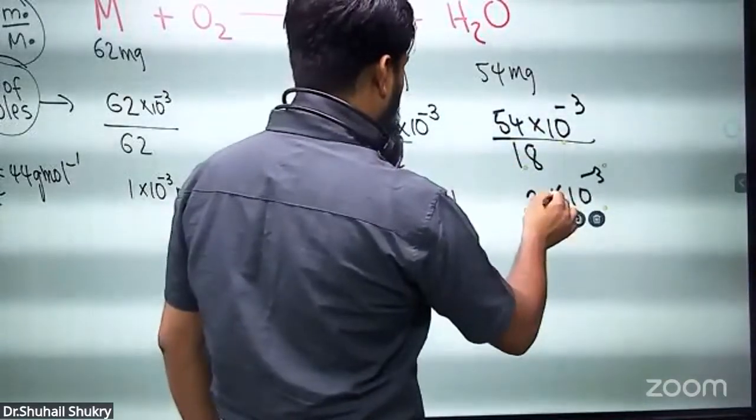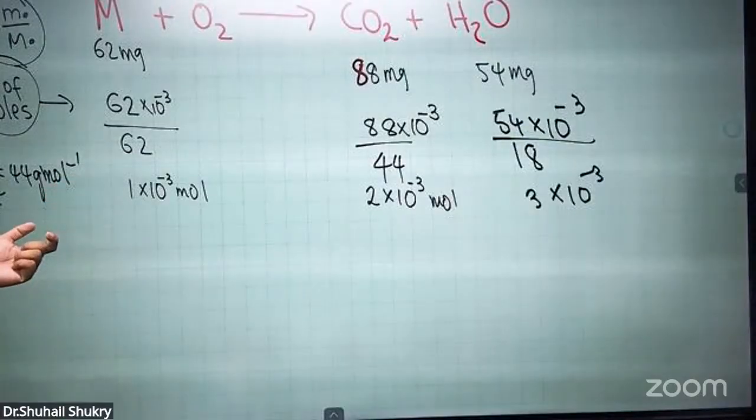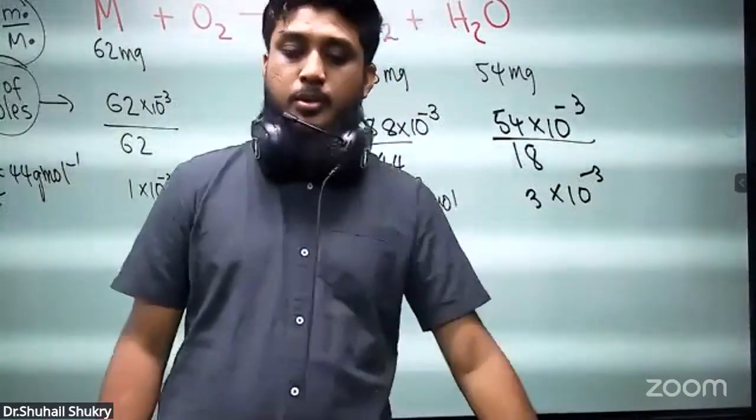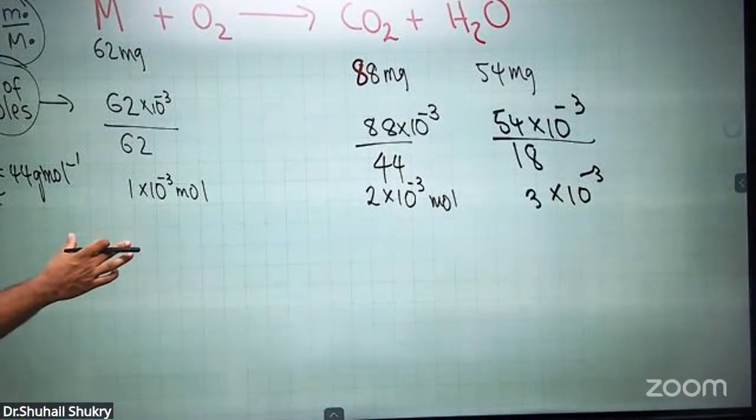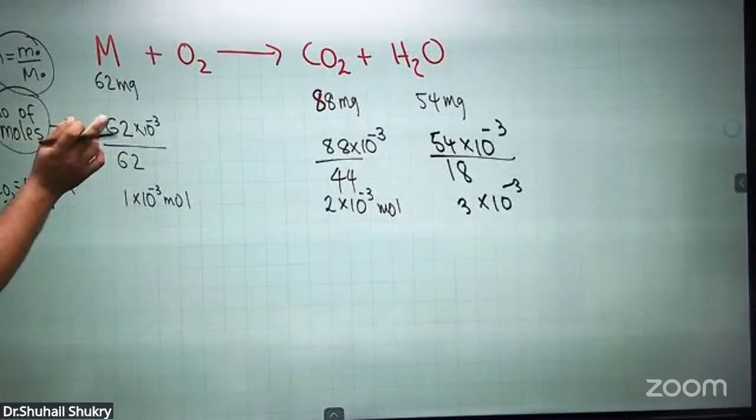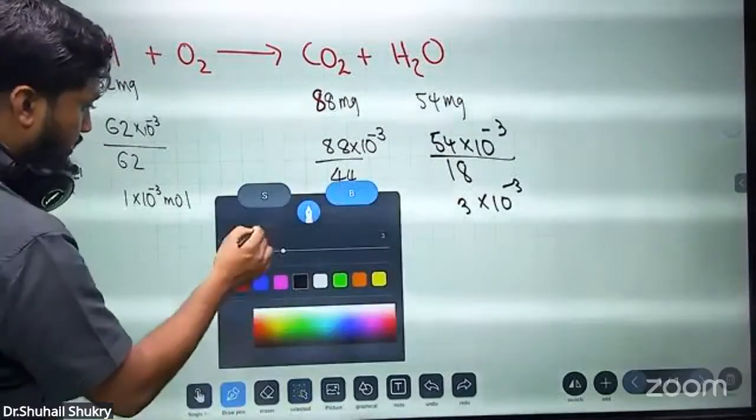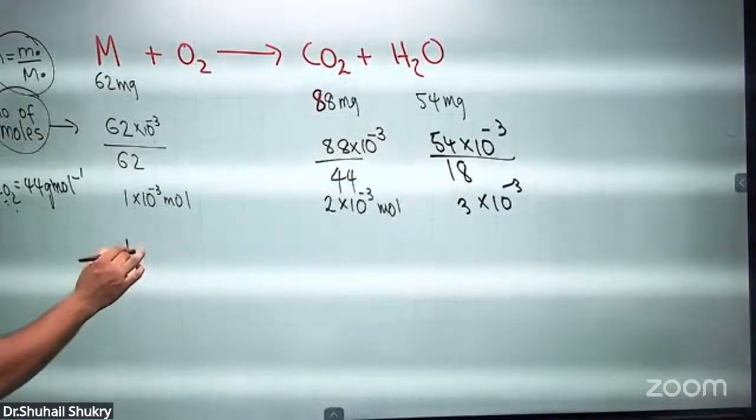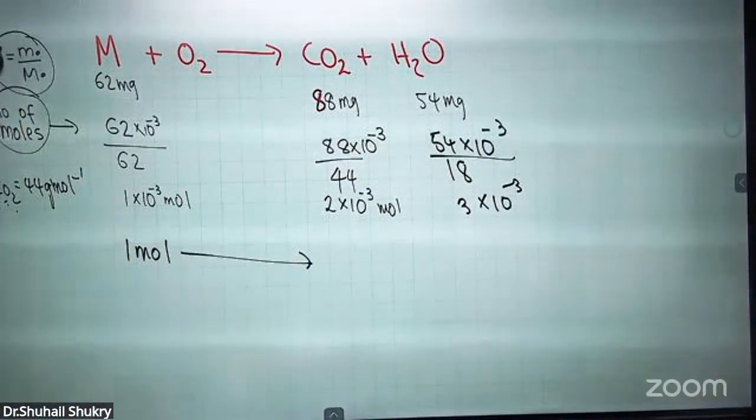I get 3 into 10 to the power minus 3 mole. So this is 1 into 10 to the power minus 3 mole, this is 2 into 10 to the power minus 3 mole, this is 3 into 10 to the power minus 3 mole. So if you take 1 mole of capital M, again you have to understand with the ratio. If you take 1 mole of capital M, how many CO2 moles do you get?